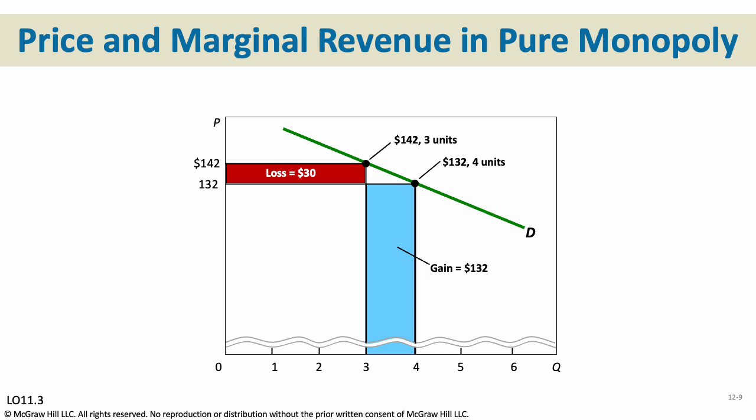A pure monopolist with a downsloping demand curve must set a lower price in order to sell more output. So if they charge $132 rather than $142, they'll sell an extra unit and gain $132, but from this gain you must subtract $30, which reflects the $10 less the monopolist charged for each of the first 3 units. So the marginal revenue of the 4th unit is $102, and that's considerably less than the price of $132. So if we drop our price, it's reducing what we made on the first few as well. That's what we're looking at in this graph right here.